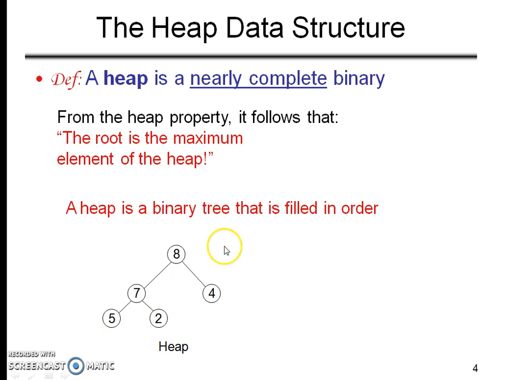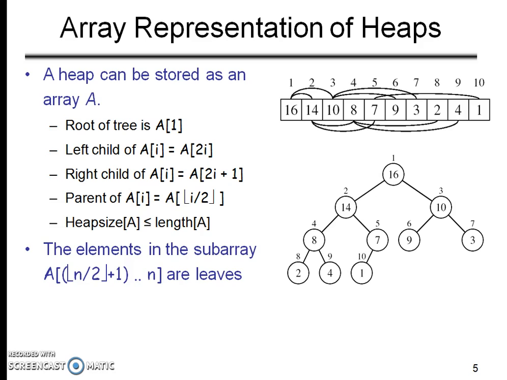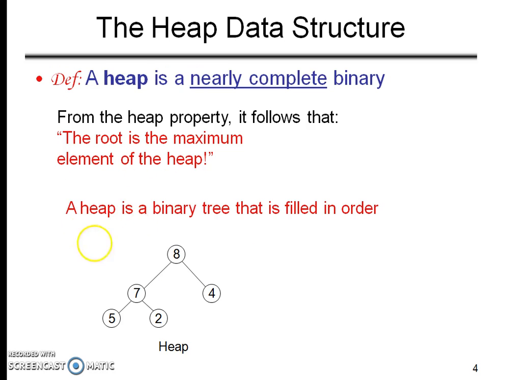So a heap is a binary tree which is filled in this order, and in this case the root is the maximum element of the heap. This property is utilized for heap sort. At every step, delete the root node, which is the maximum element, add it to the sorted list, and then heapify the remaining elements in the tree.